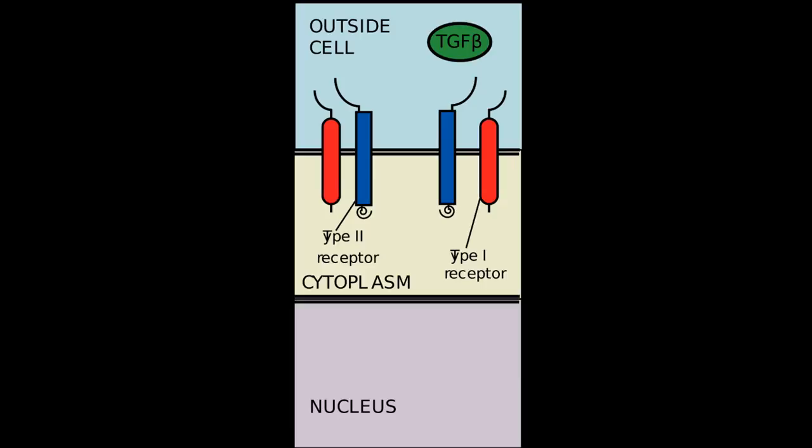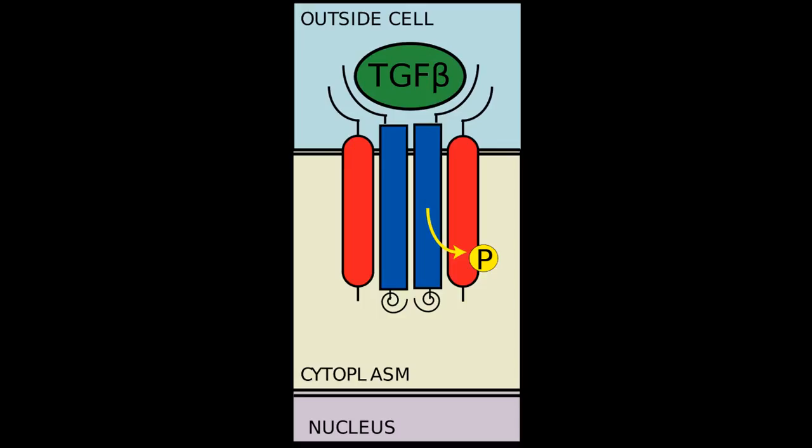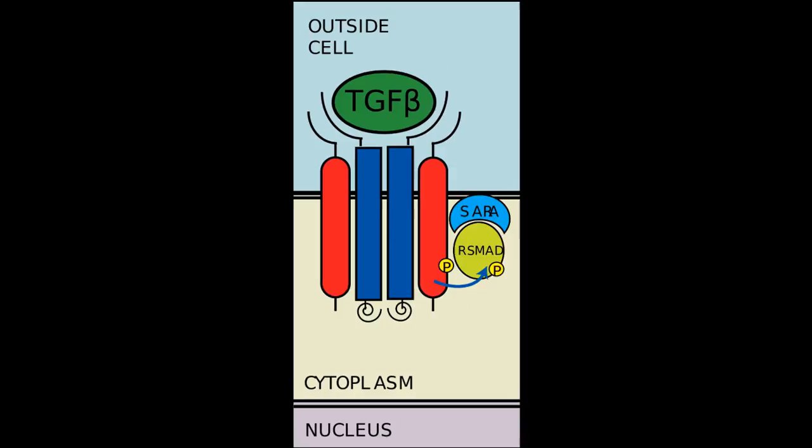Okay, so we have type 2 receptors, and the type 1 receptor, and together they bind some ligand. This is going to be, for instance, TGF-beta, and they bind it together, and they come together as they bind, in which case the type 2 will phosphorylate the type 1, in which case they bind a substrate. In this case, something called R-SMAD, which is then phosphorylated.